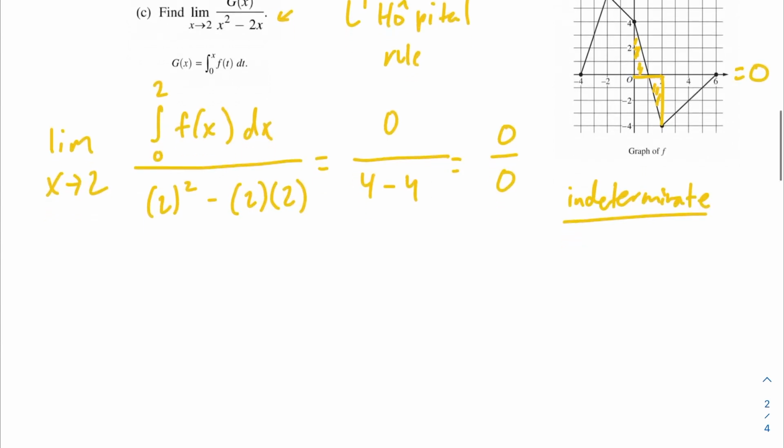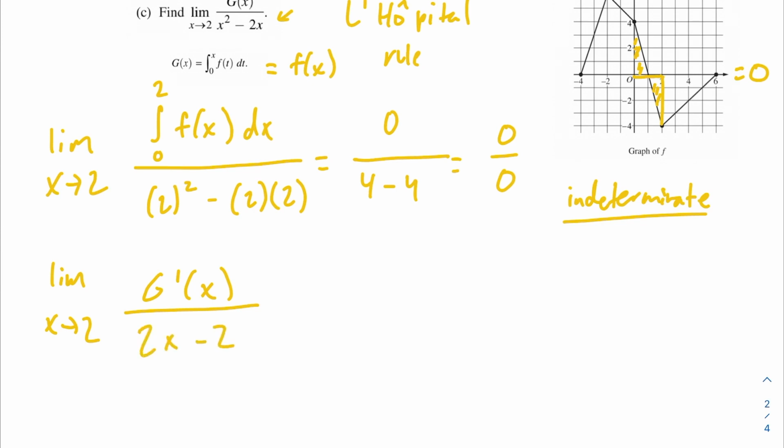So we're going to take the derivative of the numerator and the denominator. So the limit as x approaches 2. So the derivative of g of x, as we've determined many times from this problem, is just going to be f of x. So we can just write it as g prime of x first. And then the derivative of the denominator is going to be 2x minus 2. So then we can go ahead and plug in 2. So g prime of 2, which is basically just f of 2 over 2 times 2 minus 2.